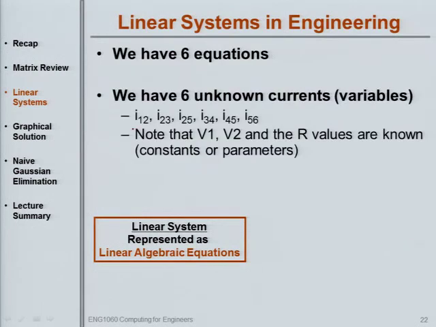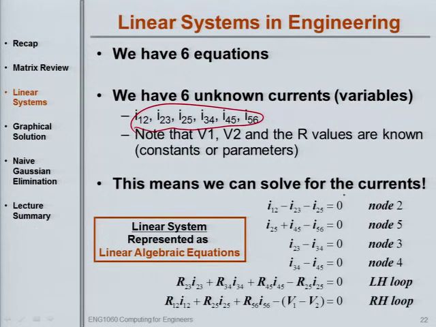Our unknowns in this case are the 6 currents. We know what the voltage drop is, since we're given that, and we know what all the resistances are because we've designed the circuit. So, provided we can solve this for the 6 unknown currents, then we know the heat dissipation and the power requirement. We've designed our little circuit and we know what's going on.